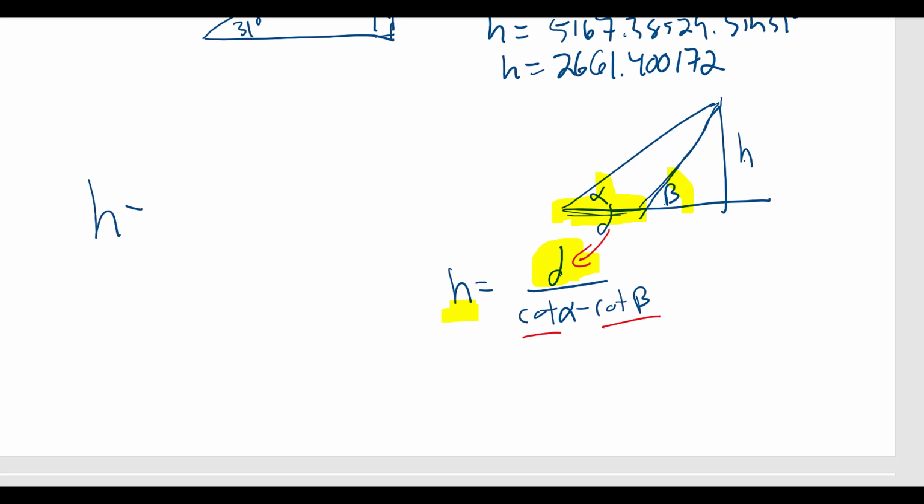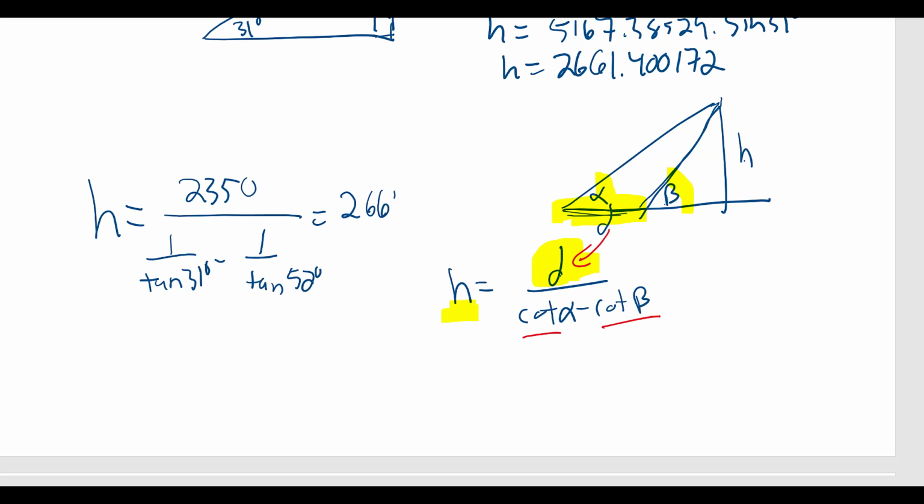So I did h equals the d that's given to us, which is 2350, divided by 1 over tangent of 31 degrees minus 1 over tangent of 52 degrees. And that gave me the same thing, which is 2661.400172. So that's using the Surveyor's tool. When I first saw this, I assumed that's how we're supposed to do it, but I was looking at some other things that they showed, and I think they want us to use law of sines. But now you have 2 tools, so hopefully that's helpful.